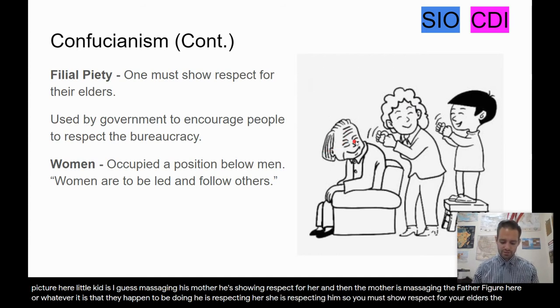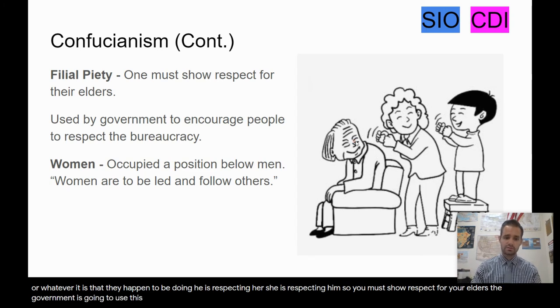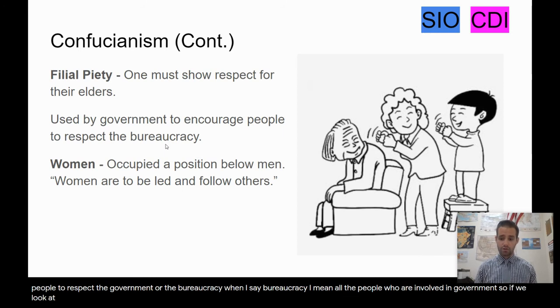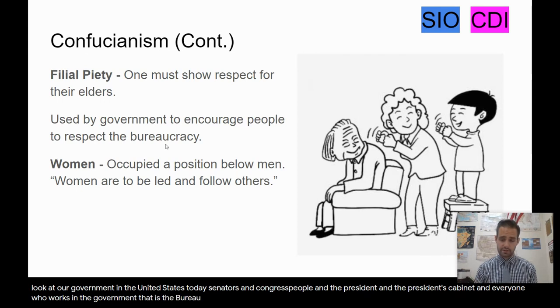The government is going to use this. We're going to see, especially the Song Dynasty that we'll talk about in a little bit, uses this to encourage people to respect the government or the bureaucracy. When I say bureaucracy, I mean all of the people who are involved in government. So if we look at our government in the United States today, senators and congresspeople and the president and the president's cabinet and everyone who works in the government, that is the bureaucracy. That's what I mean by that.